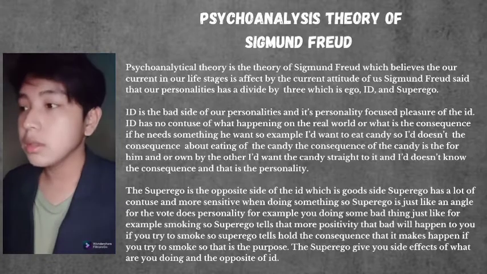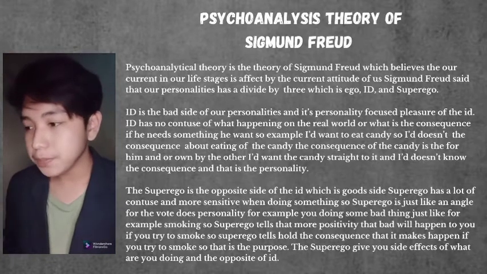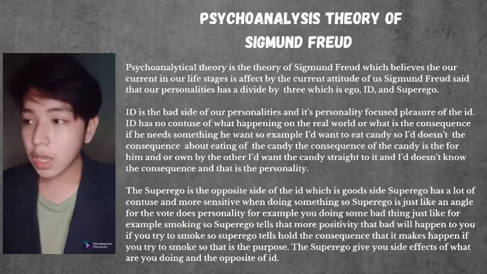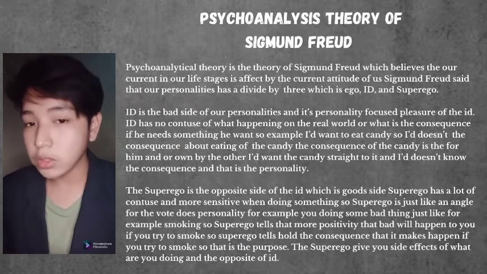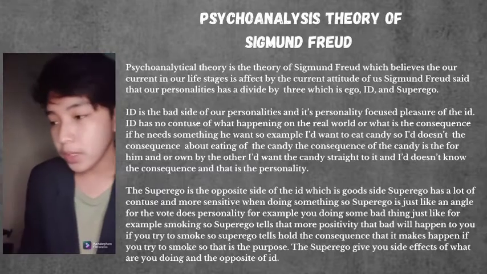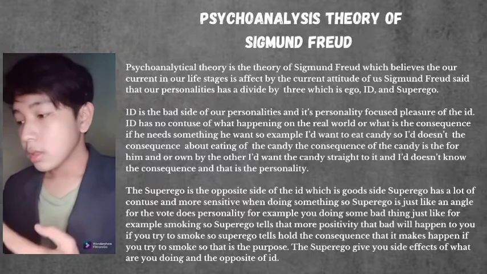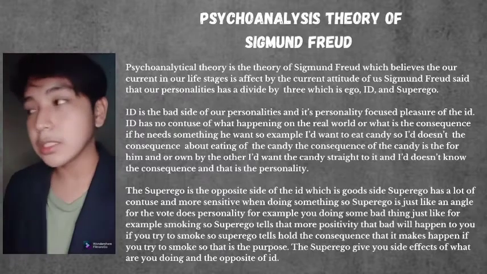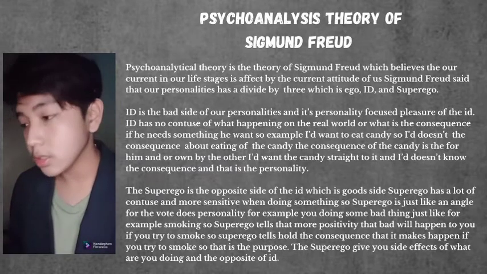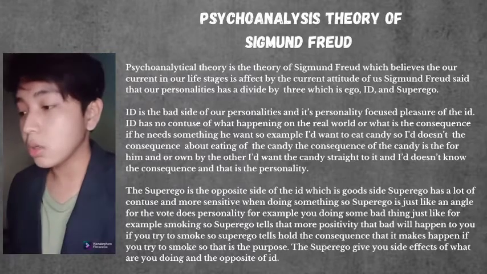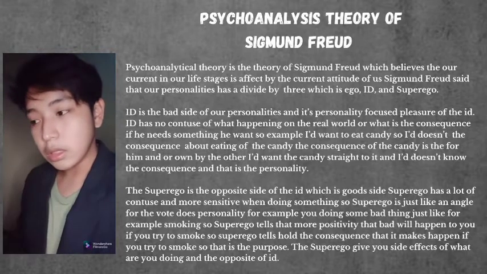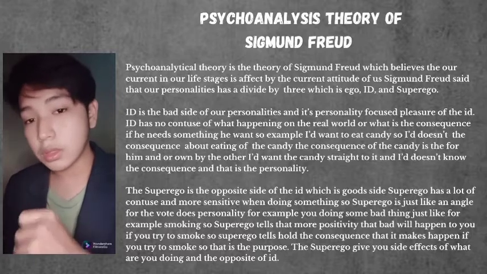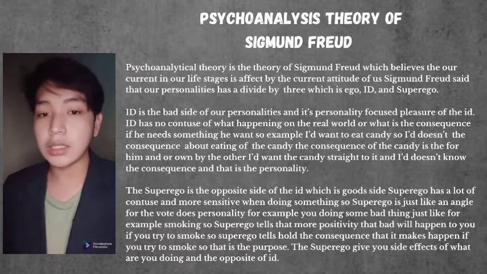First I will discuss the id. The id is the bad side of our personality, and it focuses on the pleasure of our needs. The id has no consciousness of what's happening in the real world or of the consequences if it gets something it wants. For example, the id wants to eat some candy, and it doesn't care about the consequences. The candy may not be for him, or may be owned by someone else. The id wants that candy straight away without knowing the consequences. That is the personality it has, which is the bad side.